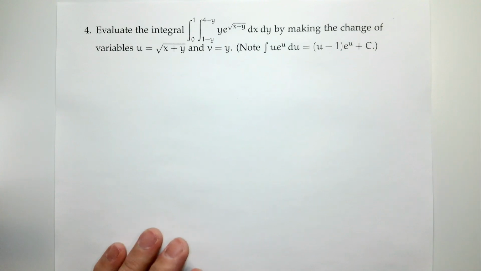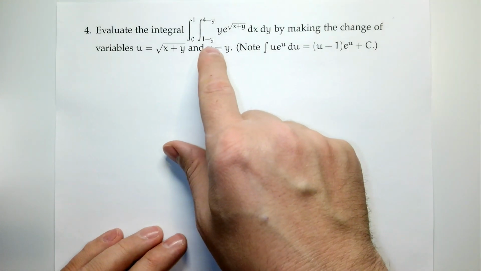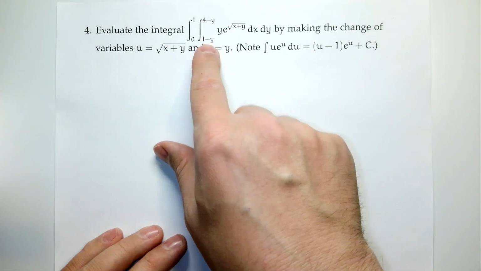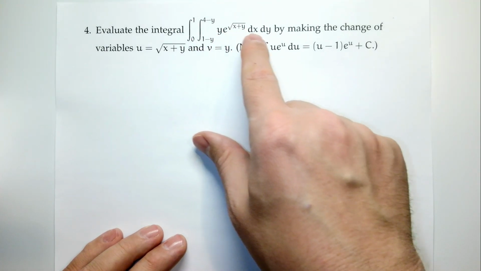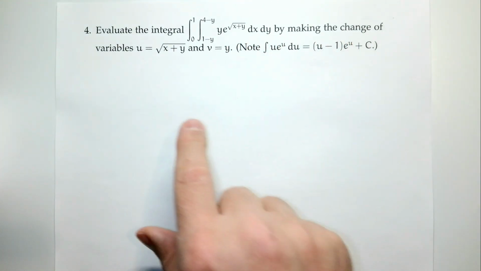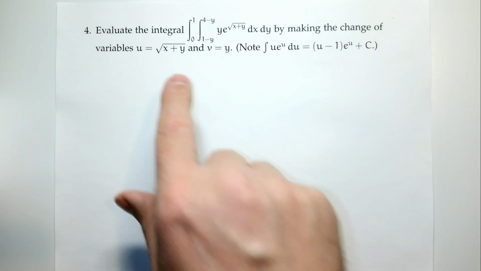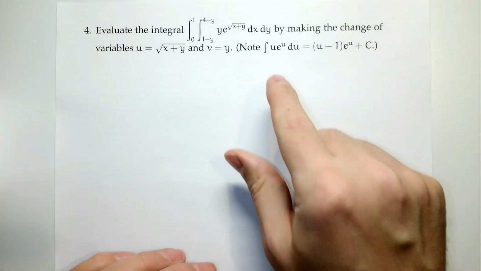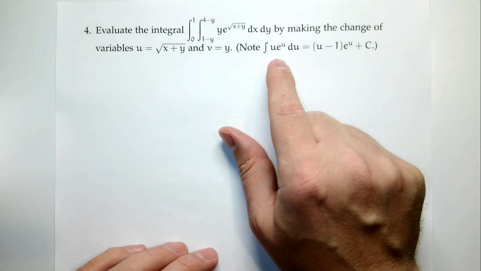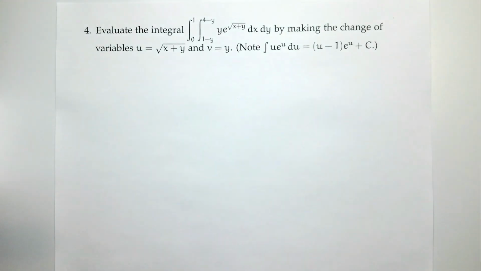Number 4. Evaluate the following integral. Integral 0 to 1, integral root 1 minus y, integral 1 minus y to 4 minus y, y e to the root, that's where the root is coming from, x plus y, dx dy, by making change of variables u equals square root x plus y, and v equals y. And there's some cryptic note here. Note, integral of u e to the u is u minus 1 e to the u. I don't know why we'd need such a cryptic note, but hey, who knows? Let's play around with this. Let's see what we get.